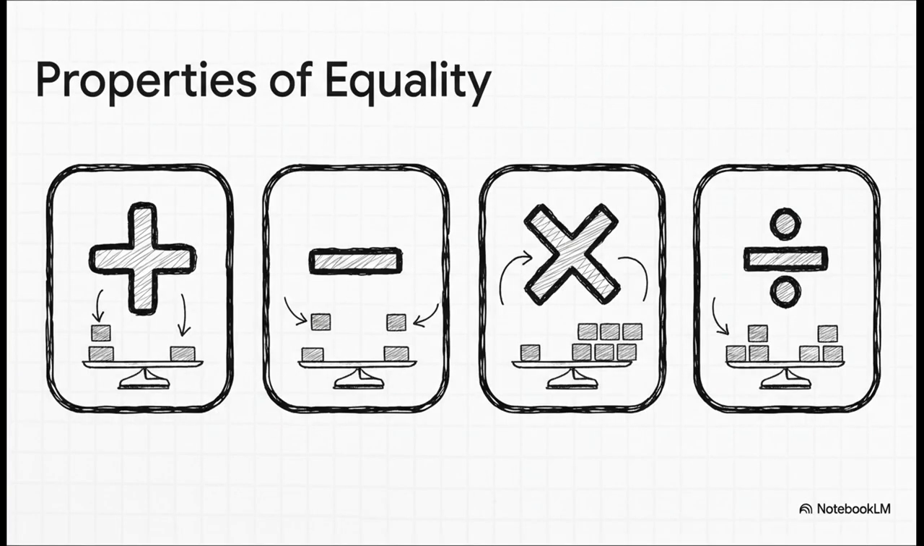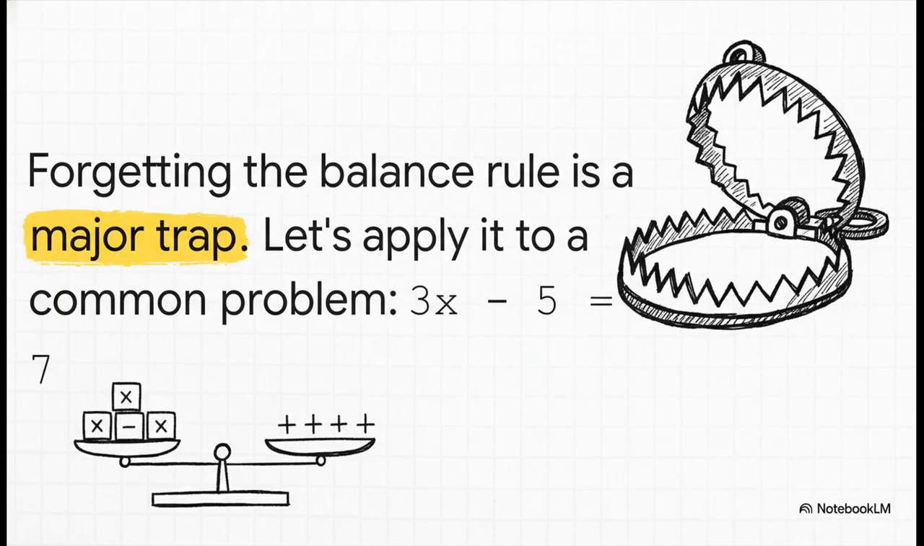And these are the official moves you're allowed to make to keep that scale balanced. They're called the properties of equality. Basically, you can add, subtract, multiply, or divide as long as you do the exact same thing to both sides. Forgetting this one simple rule is where so many mistakes happen. So let's watch it in action with a classic problem. Our whole goal here is to get x all by itself on one side of that scale.